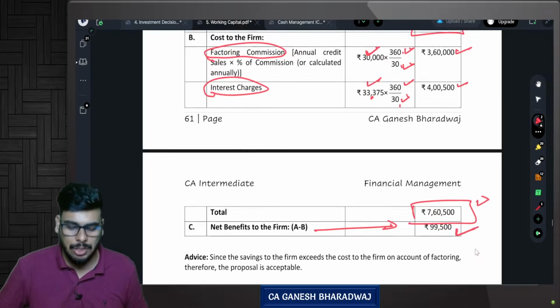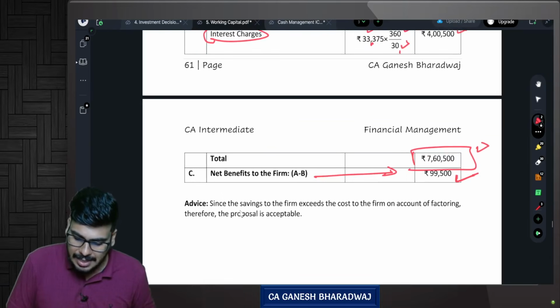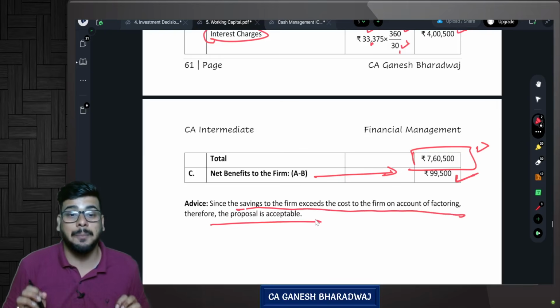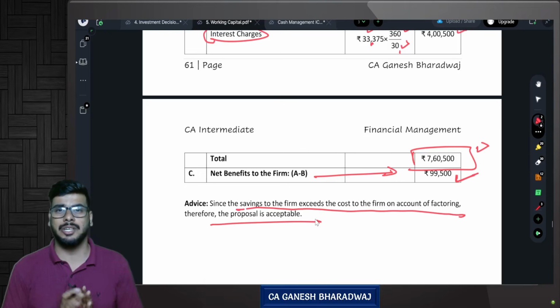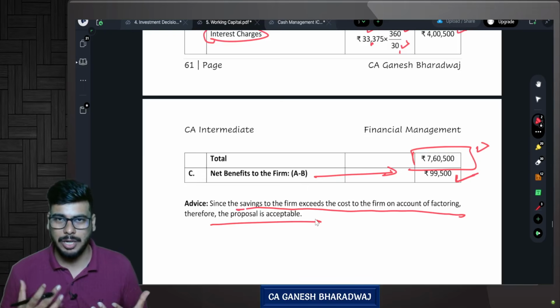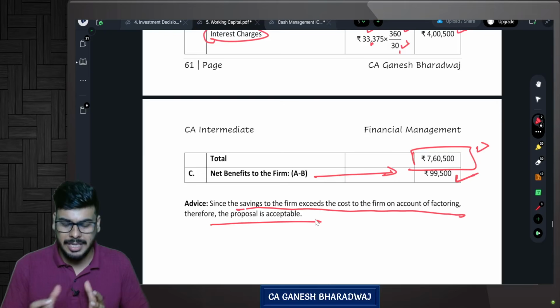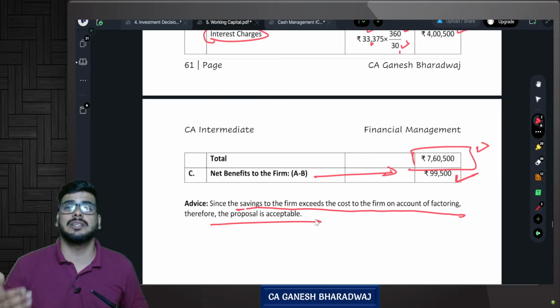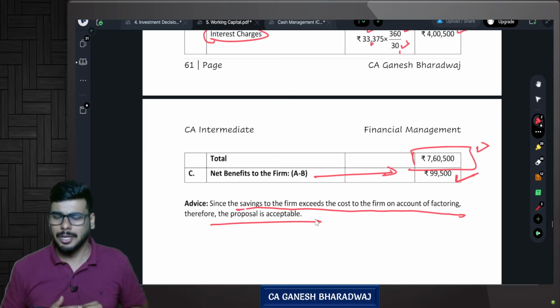So is it worthwhile to go for factoring or not? Yes. Since the savings to the firm exceed the cost of factoring, the proposal is acceptable. Are you clear with this? So basically this factoring is almost similar to the bill discounting concept, discounting of bills of exchange, but here it is done by a third party called a factor, for which he charges a commission and also charges an interest, and all these things he deducts upfront. Are you clear with this?